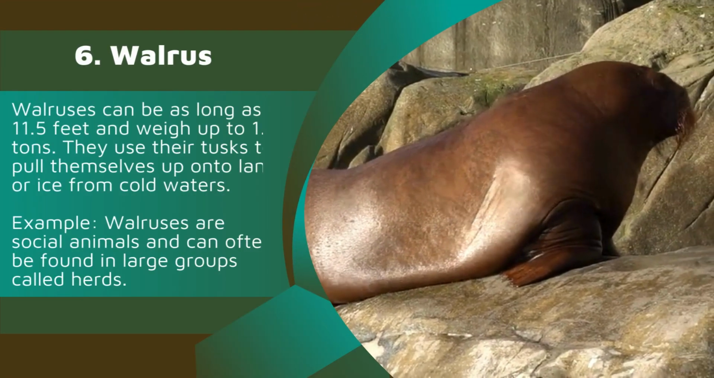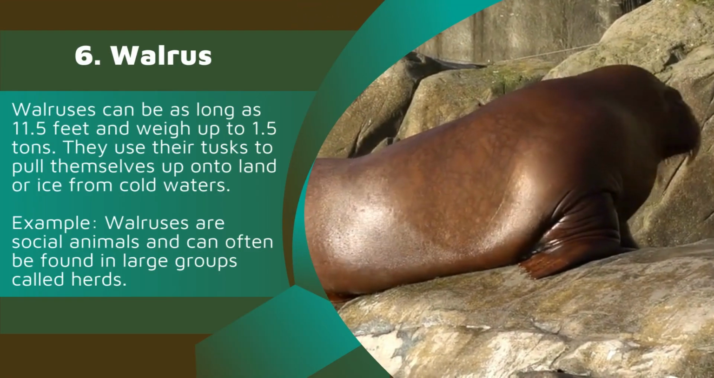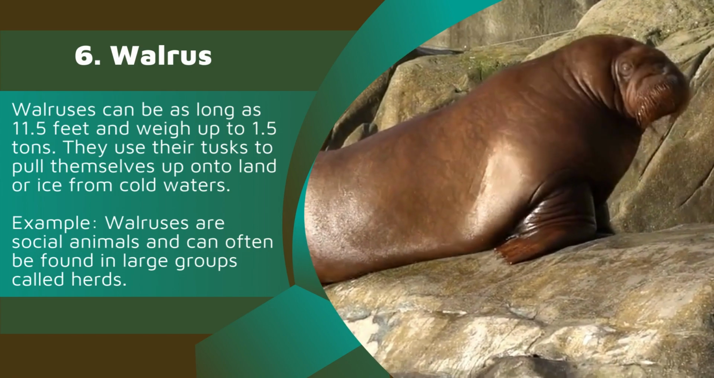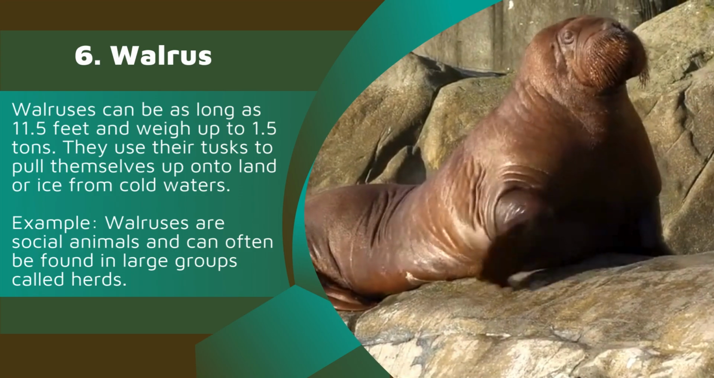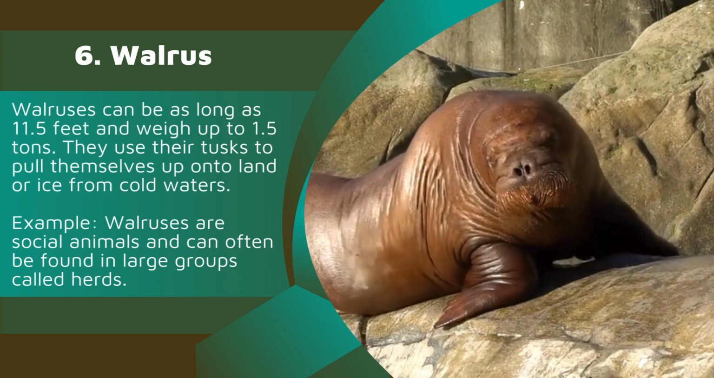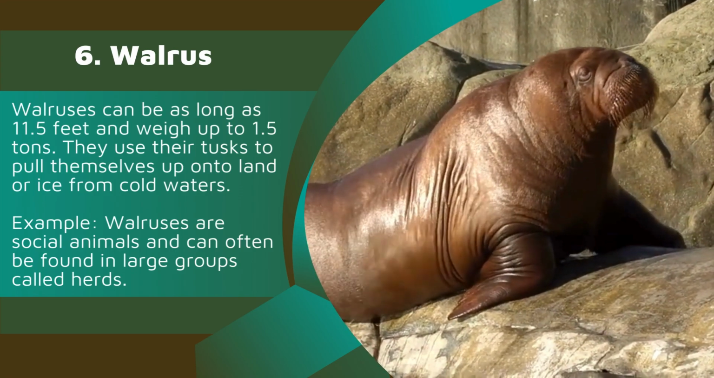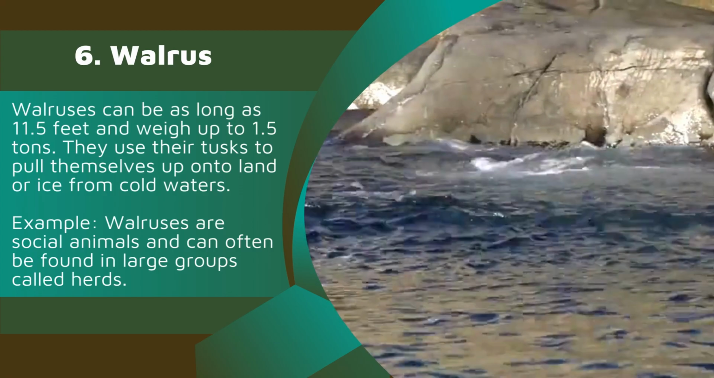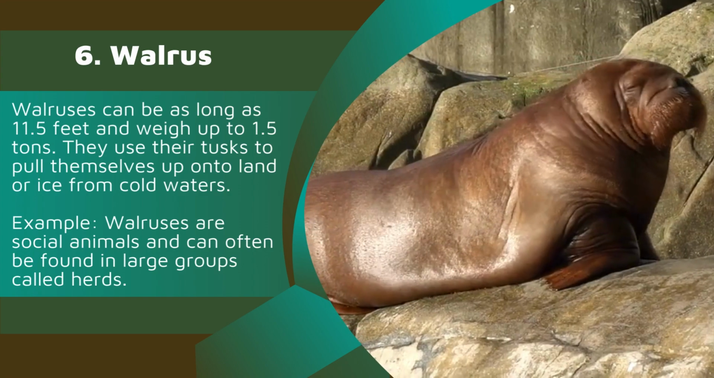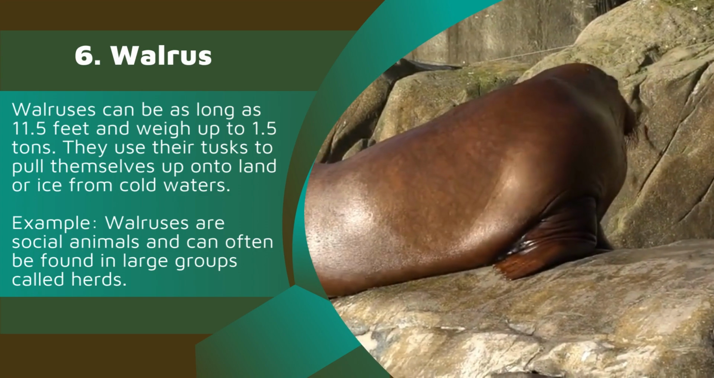6. Walrus. Walruses can be as long as 11.5 feet and weigh up to 1.5 tons. They use their tusks to pull themselves up onto land or ice from cold waters. Example, walruses are social animals and can often be found in large groups called herds.